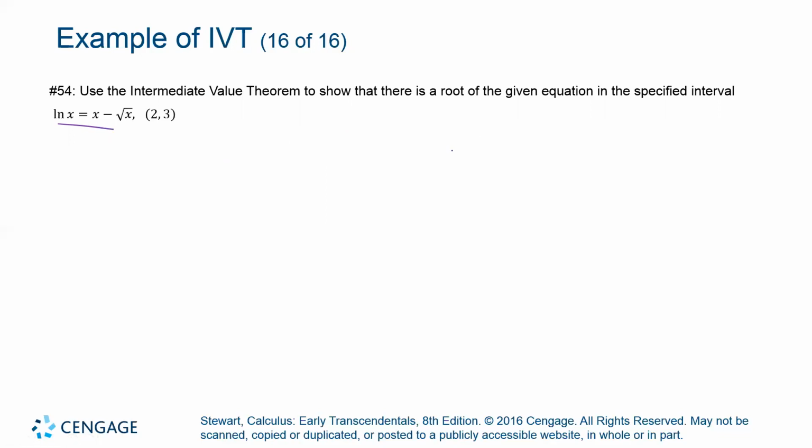Okay, so we want to know our function. So they have natural log of x is equal to square root of x. We write this as natural log of x, bringing everything to one side, minus x plus square root of x is equal to 0. So in this case, according to the intermediate value theorem, my n is equal to 0. We want to find the root. We are given the interval.